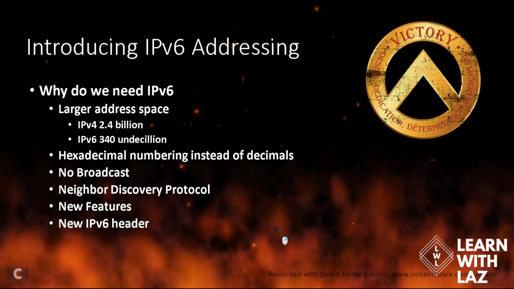Well, for one reason, it's a larger address space, right? IPv4 only had 2.4 billion addresses. IPv6 has 340 undecillion addresses. And the reason for that is that we're using hex numbers instead of decimals, right? Because with decimals, we made an upper limit of 255. If you put out the bit values, 128, 64, 32, 16, 8, 4, 2, 1, that comes out to 255, so that's the maximum we could use. So when we do that for each octet, we come up with 2.4 something billion addresses.